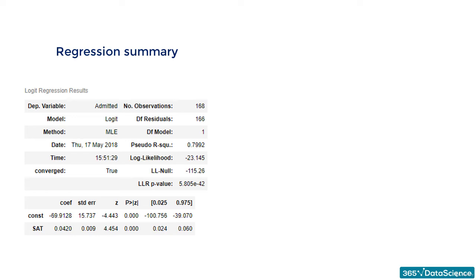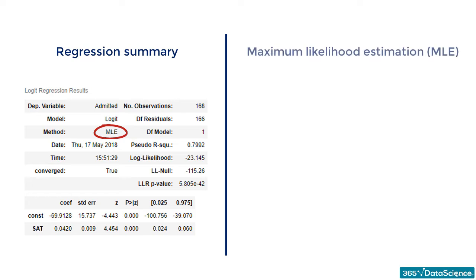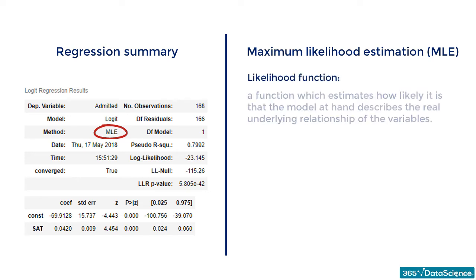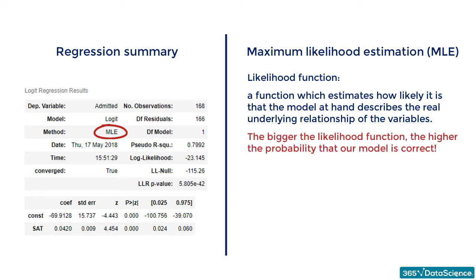Let's start with some new vocabulary, shall we? The first new phrase is MLE, or maximum likelihood estimation. First, I'll explain the likelihood function on which it is based. It is a function which estimates how likely it is that the model at hand describes the real underlying relationship of the variables. In simple words, the bigger the likelihood function, the higher the probability that our model is correct.